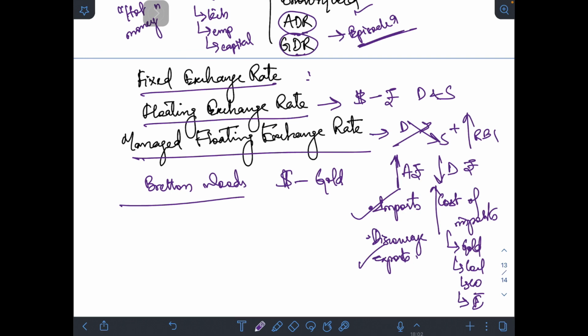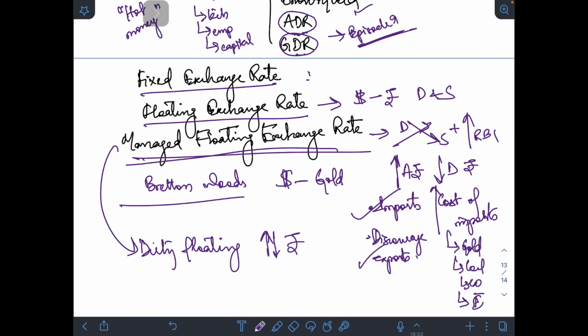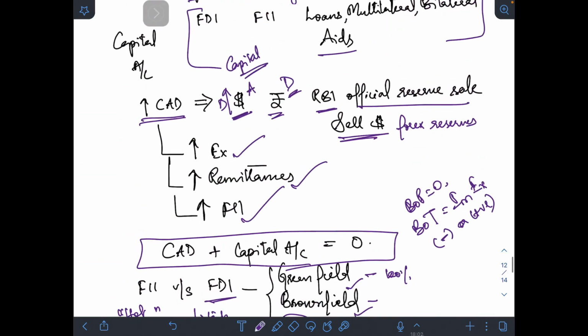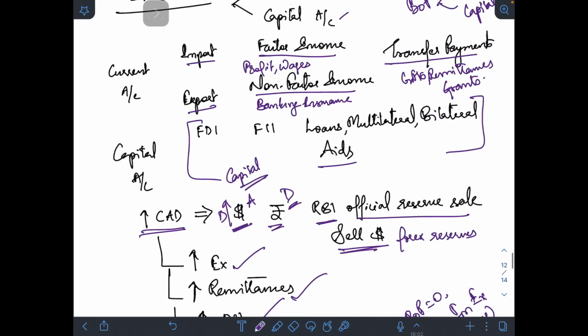And what system are we following? We are following managed floating exchange rate, otherwise known as dirty floating. That is, if too much fluctuation happens with the value of the rupee, then RBI will intervene. That is the idea here, people. Clear? So with that, we come to an end of the external sector. Hope you understood this.